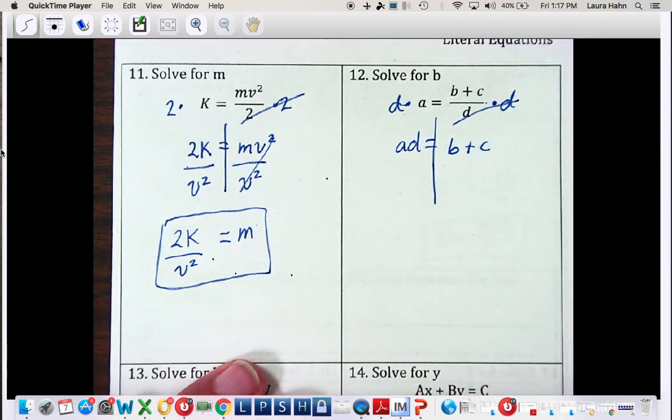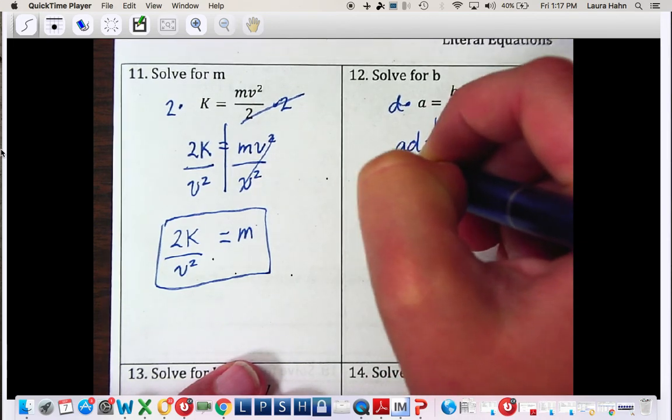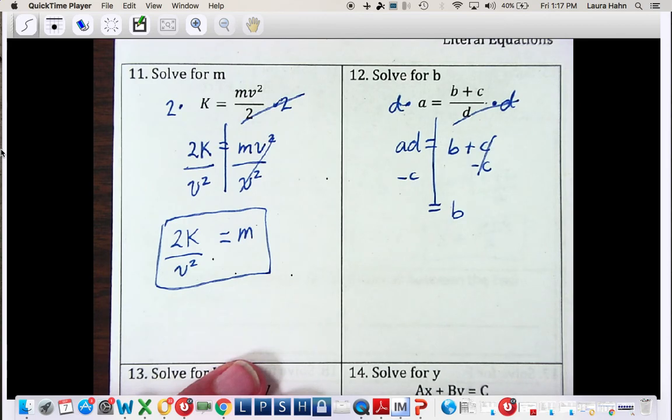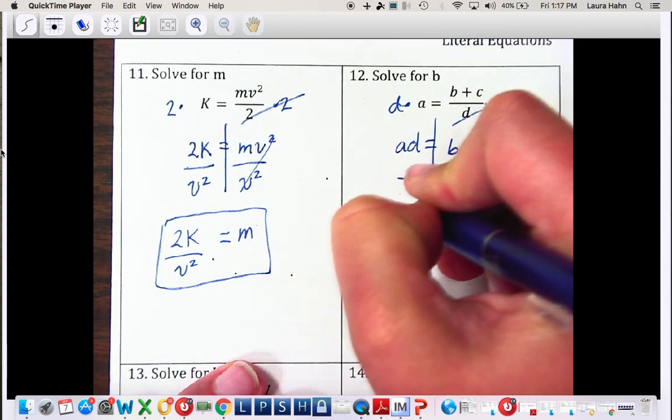So the only thing left to get rid of is that plus C. Opposite of a plus C is a minus C. So B drops down all by itself. I can't really take an AD and subtract a C to get anything else, so I'm just going to write it long ways as an AD minus C.